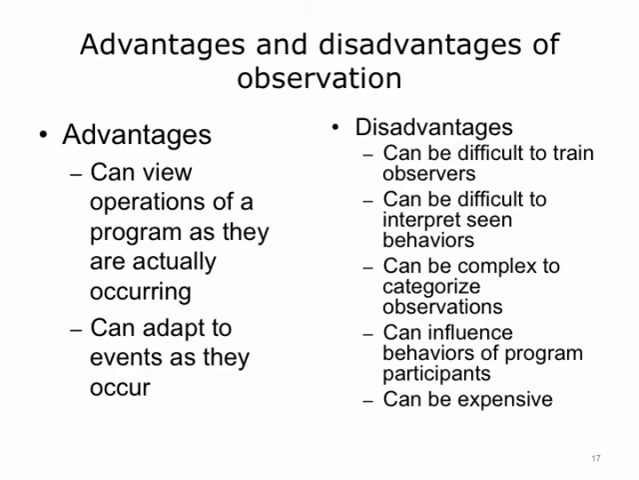This is the most effective method if you want to view the operations of a workplace as they are actually occurring. The observer is there to record behaviors and can adapt to events as they occur. But there are disadvantages to this method. Not only is this method expensive, it can also be difficult to train observers and to interpret scene behaviors, as it can be complex to categorize observations, and being observed can influence the behavior of participants.